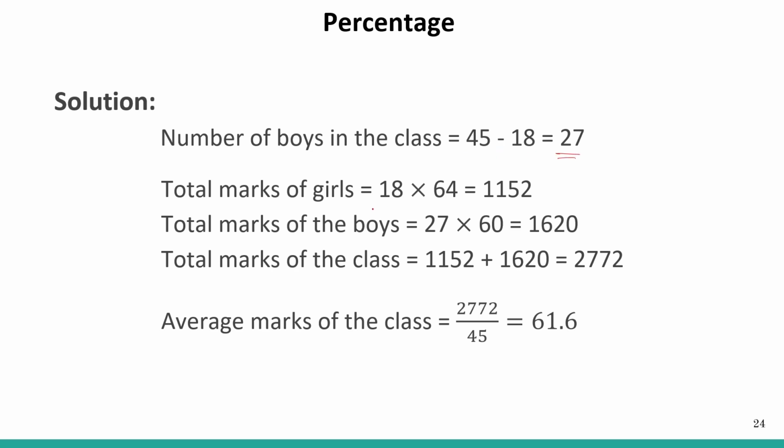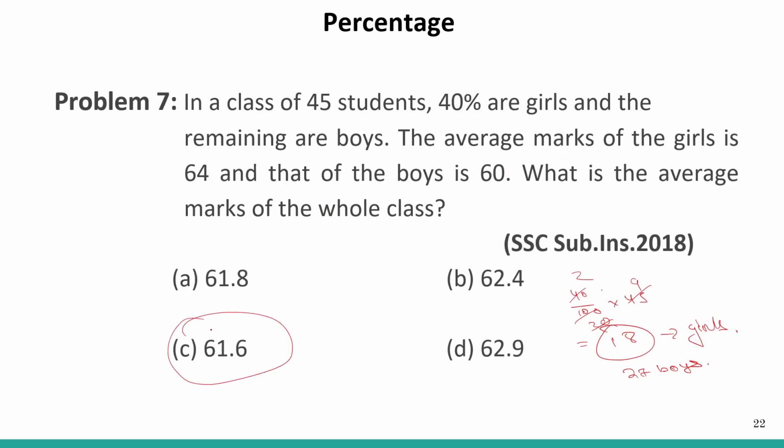Okay, so the total marks of girls is equal to 18 into 64 is equal to 1152. Okay, so total marks of the boys is equal to 27 into 60 is equal to 1620. So total marks of the class is equal to 1152 plus 1620 is equal to 2772. Okay, so average marks of the class is equal to 2772 by 45 is equal to 61.6. So this will be the correct option. 61.6 is the correct option. These are all wrong options.